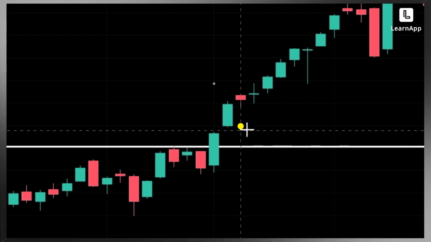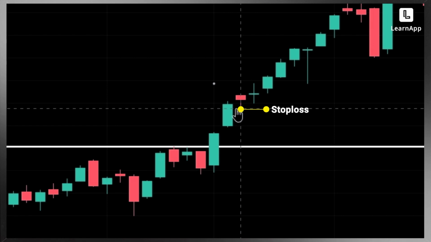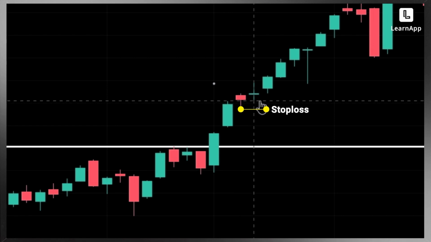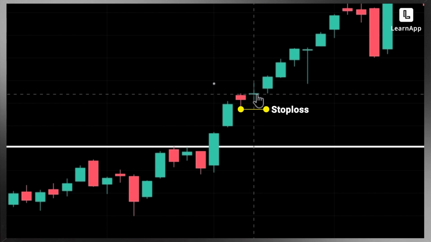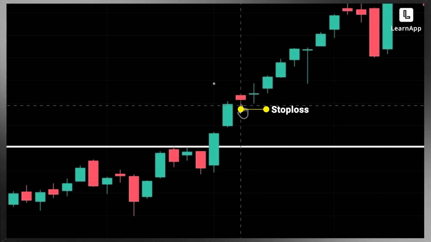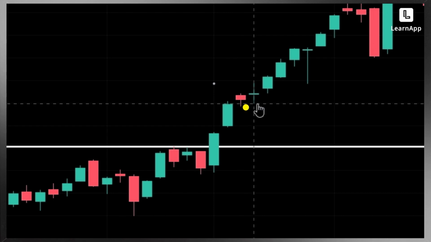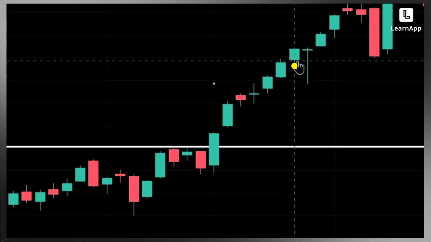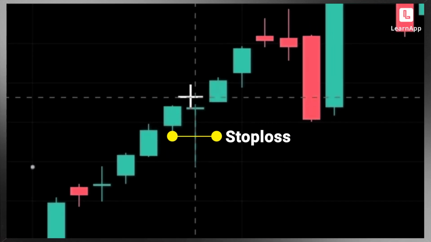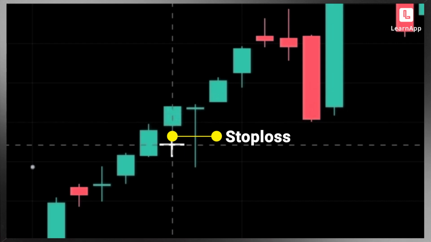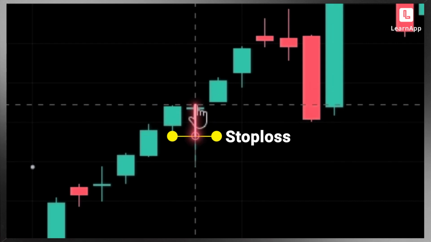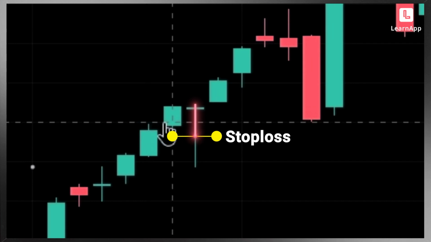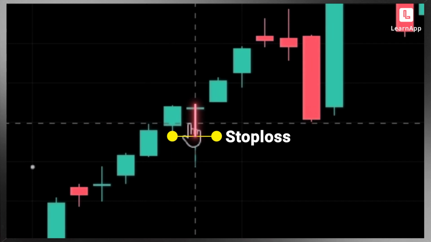Again, we trail our stop to just below the low of this candle. Again, if you see over here, we have a higher low. It's a trend. Higher highs and higher lows are forming. So what we do, we move our stop to over here, then over here, then over here, then over here, and then the low of this particular candle is taken out by this candle. Our trailing stop loss is hit, and that's where we take our exit.